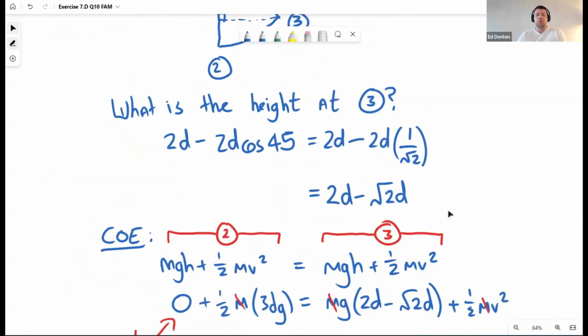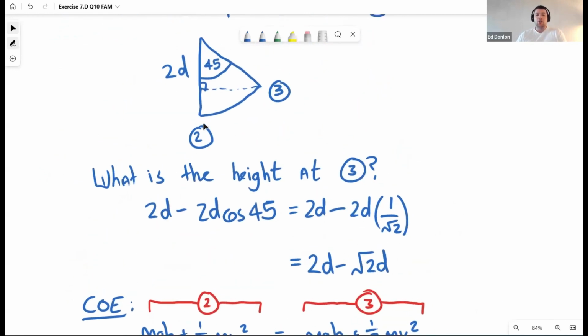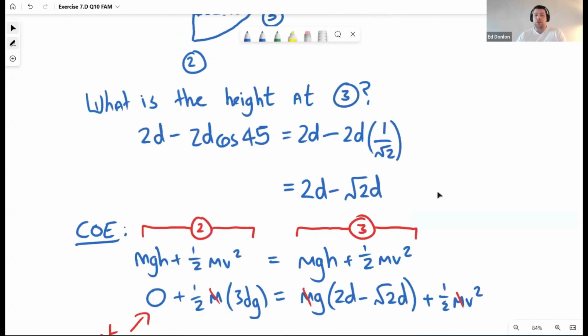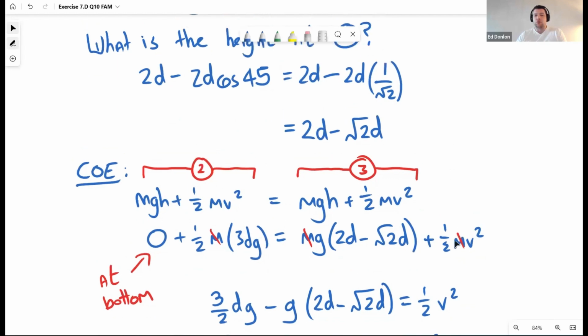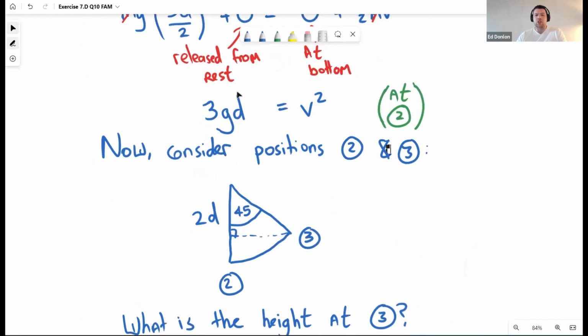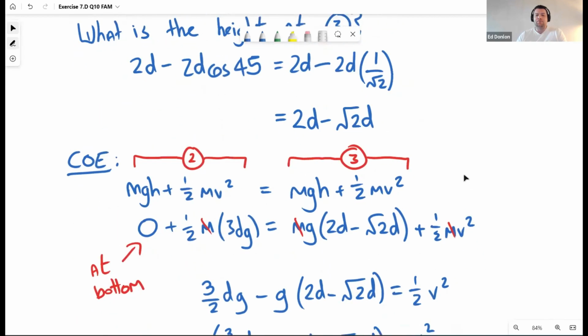And this time we're looking at positions 2 and 3. So again, at position 2, our height is going to be 0, quite nice. And at position 3, we're going to find a velocity, which is what the question wants. So position 2, 0 for potential energy. Our half mv squared, our kinetic energy for position 2. This is what we found just before, this root 3gd up here. So we're substituting that in.